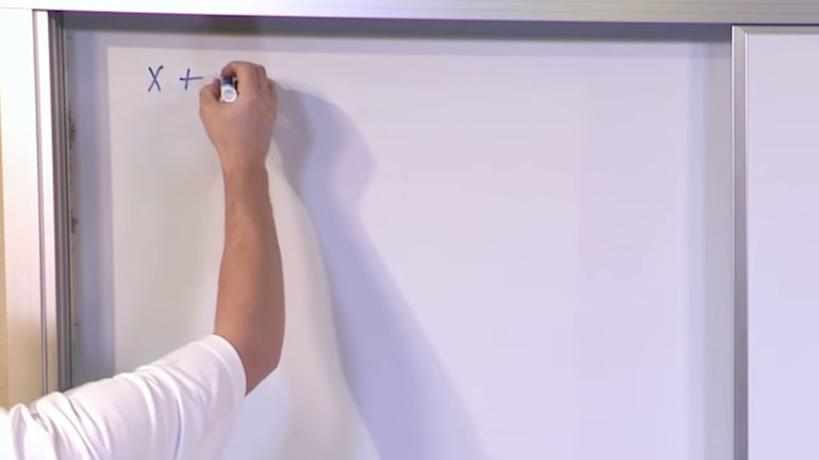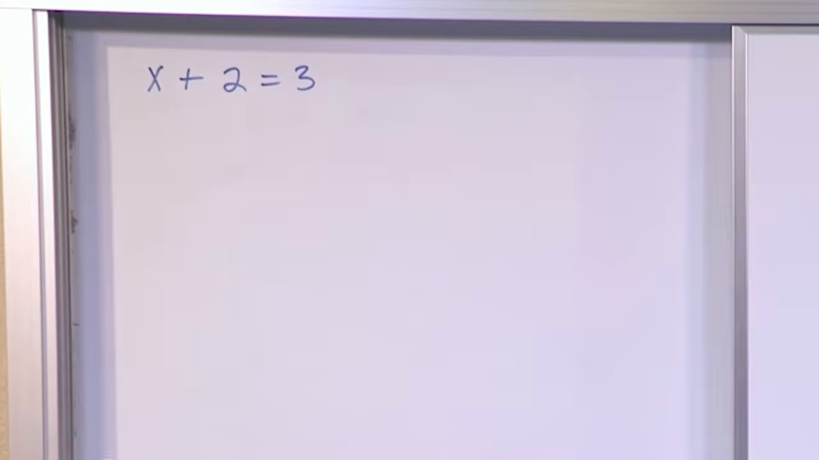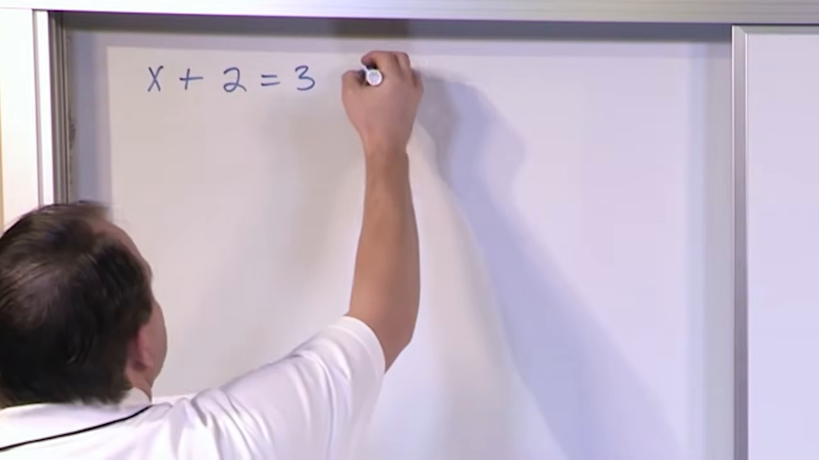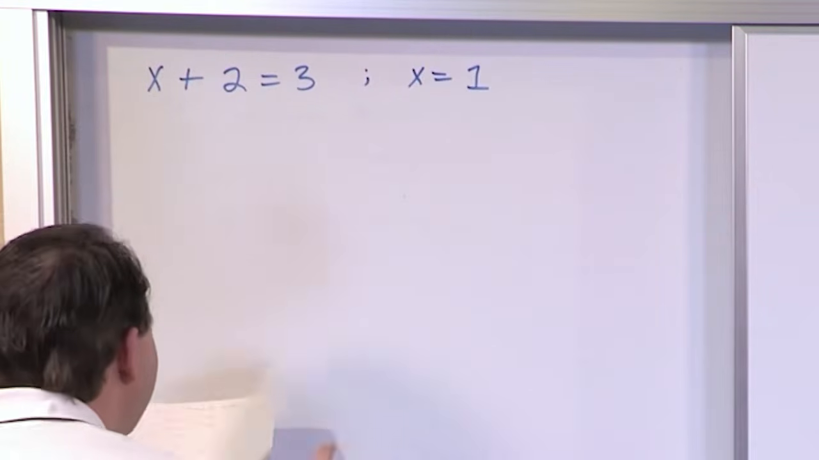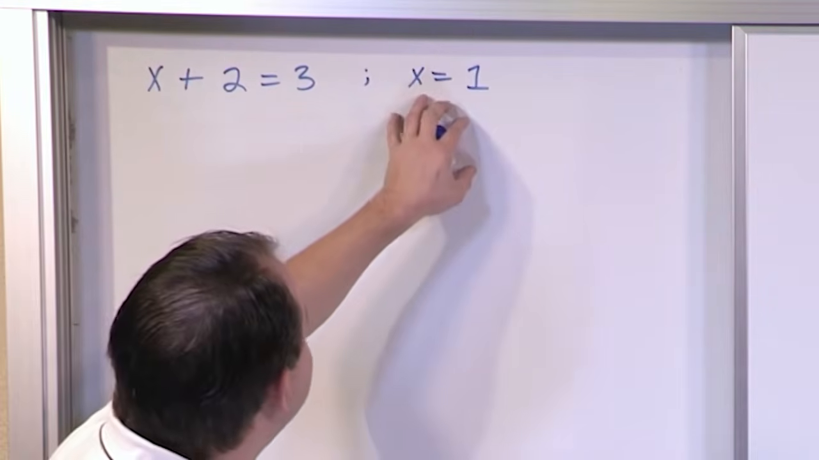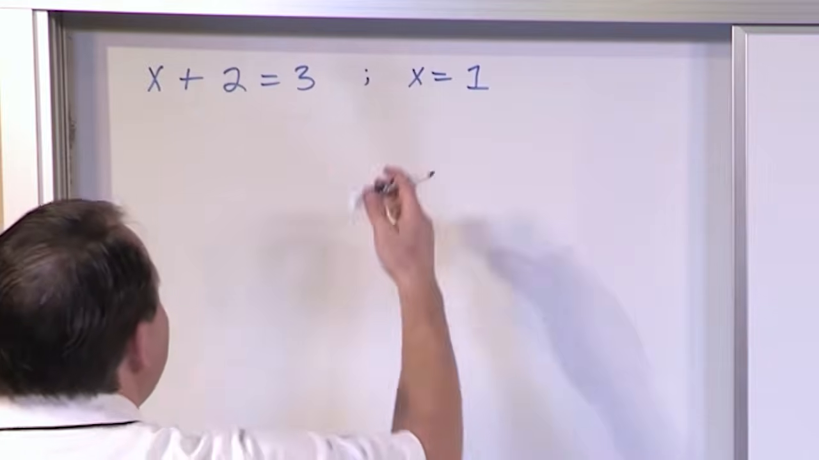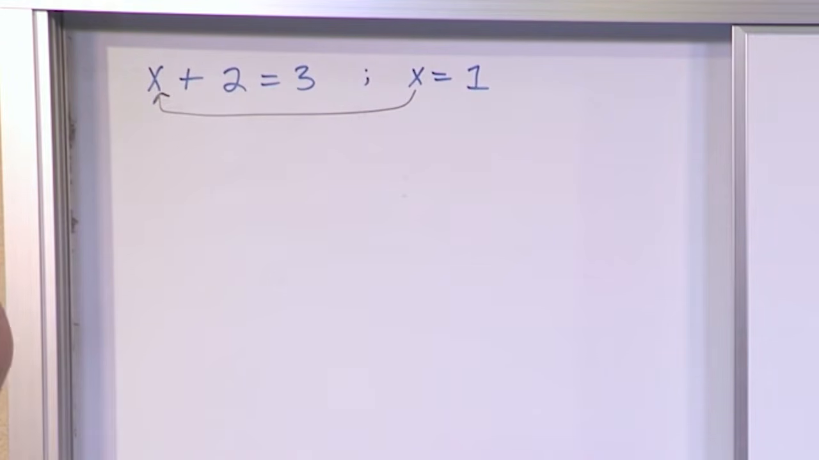x + 2 = 3. The unknown quantity is x. Now, we know this is an equation because it has an equal sign. And let me go ahead and put a semicolon here, and I'm going to tell you that x = 1. And I'm going to ask you, is this a valid solution for this equation? Now, the way you figure that out is you actually take x and you plug it in there and see if it satisfies, if it's true.